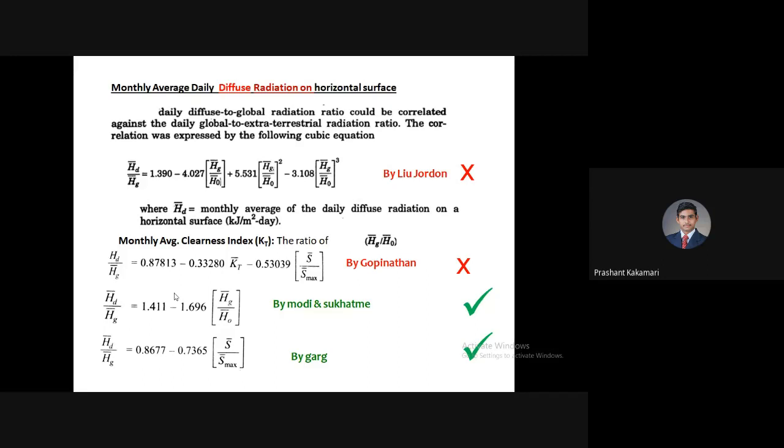Coming back to these equations, Liu Jordan worked on the monthly average daily diffuse radiations. Whatever daily diffuse radiations he measured, and how to take the monthly average, on that basis he gave the equation. He says that the ratio of daily diffuse radiations to daily global radiations can be correlated with the ratio of global radiations to extraterrestrial radiations, and that is given in this cubic equation.